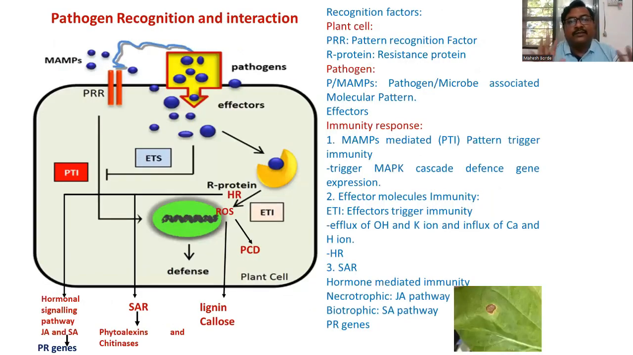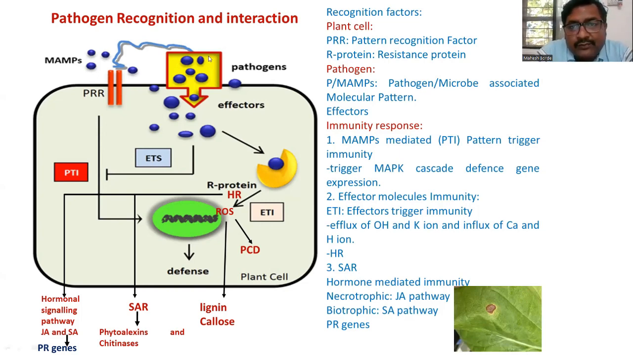Now I'll be talking about pathogen recognition and interaction. Here the yellow box is the pathogen, and this one is the plant cell. There are some plant recognition factors and pathogen recognition factors. The plant recognition factors are PRRs, that is pattern recognition receptors, which are present on the cell surface of the plant. The second is the R protein, this yellow one, the resistance protein, which is present within the plant cell. So these are the pathogen recognizing factors.